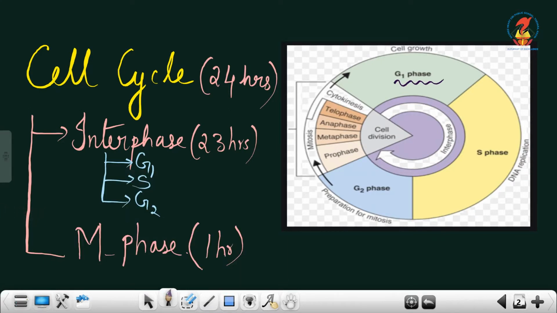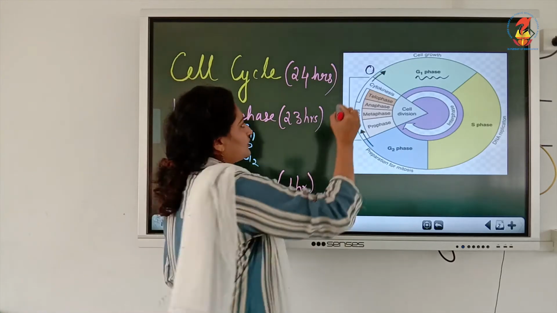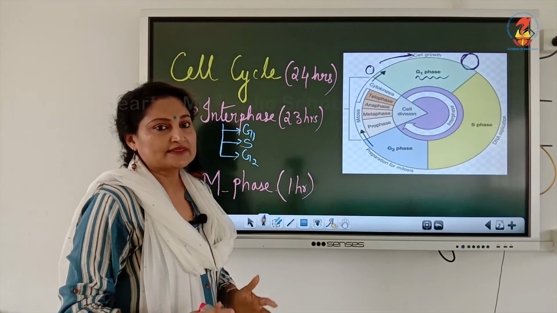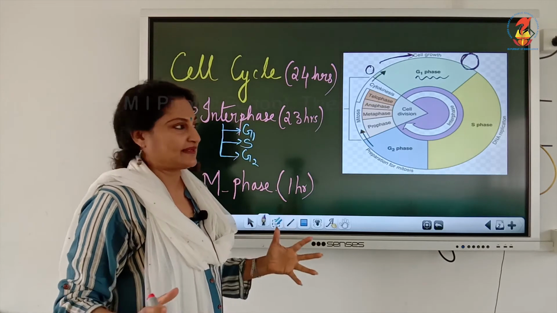Look at G1 here. What is happening to the cell at G1? During this phase, suppose this is a cell, I am depicting the cell like this small circle. What happens in G1 is the cell is growing. So, it grew, became big. See the size? It has become big. So, in G1 phase, what happens is growth of the cell takes place.